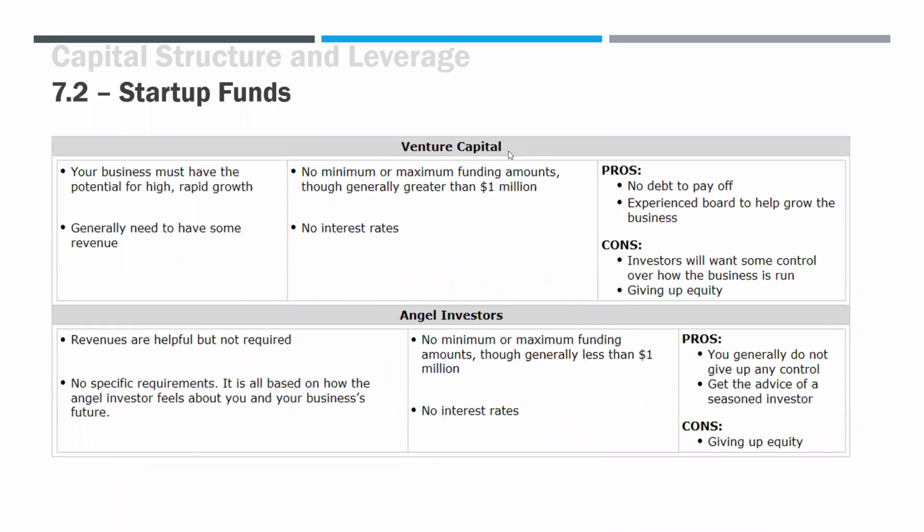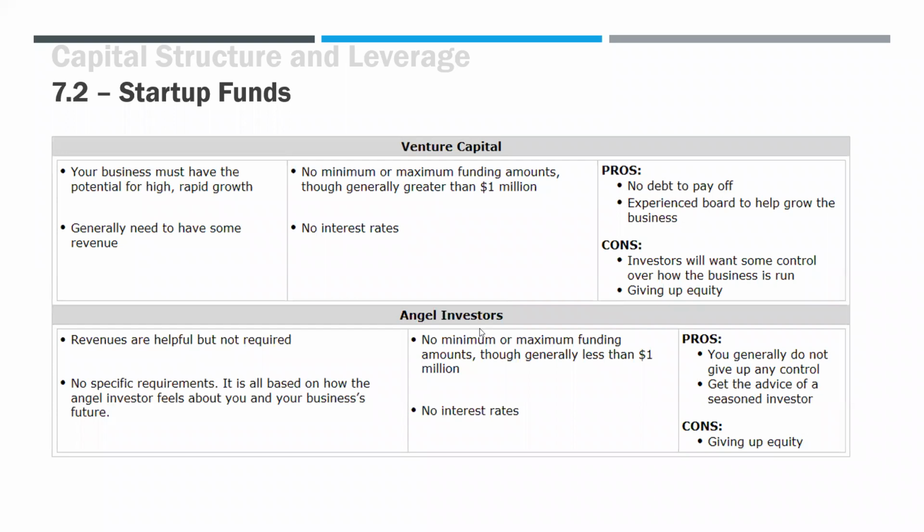If you deal with venture capital, you really need to have a business that's got the potential for high growth. And you need to show some revenue before you enter into a venture capital situation. You have new investors, though. That's the big con of a venture capital investor situation. New investors mean you're going to give up control and you're going to give up equity. So your piece of the pie as the owner gets smaller if you have a venture capital firm involved.